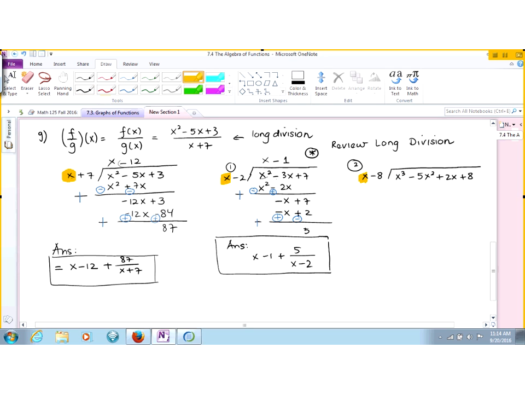Now, let's see. X cubed divided by x squared. X squared times x minus 8. X cubed minus 8x squared. And then we subtract, which is add with the opposite. Why don't I just use subtract? Because sometimes we have minus negative. So that's why it's easier to think of it. Yes?